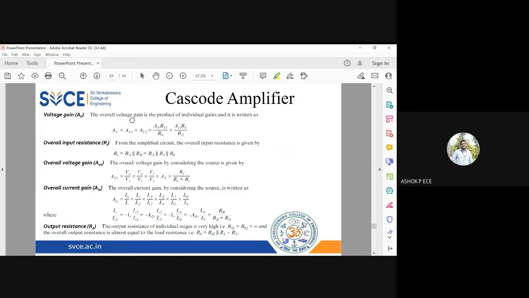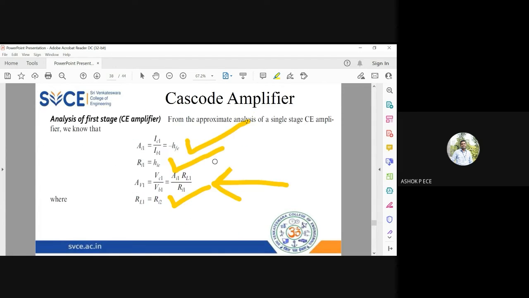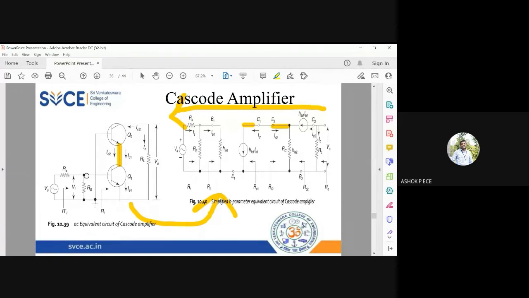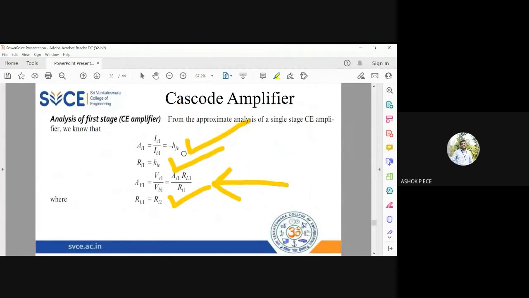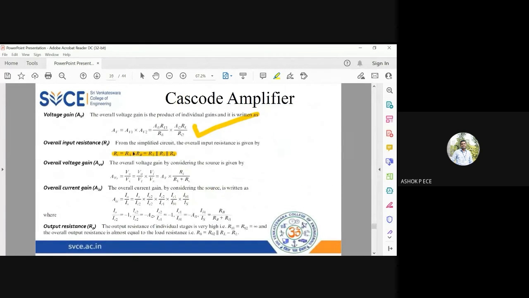For the overall voltage gain, multiply both. When you cascade amplifiers, you have to multiply the voltage gain. So voltage gain will be AV1 into AV2, that is, AI1 RL1 by RI1 into AI2 into RL by RI2. For input impedance, everything is in parallel. You see the circuit, everything is in parallel. So I am writing everything in parallel: Ri1 parallel to Rb, which is R3 parallel to R4.